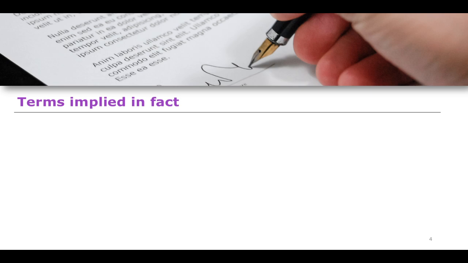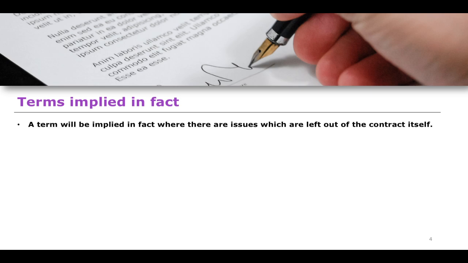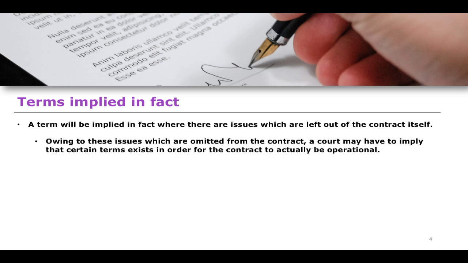So terms implied in fact, what does this actually mean? Well, a term will be implied in fact where there are issues which are left out of the contract itself. It is as simple as that. So if there are terms that are left out of the contract itself, but owing to the issues which are omitted from the contract, a court may have to imply that certain terms exist in order for a contract to be operational.